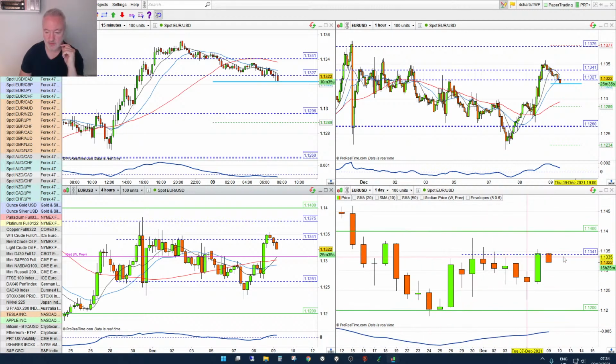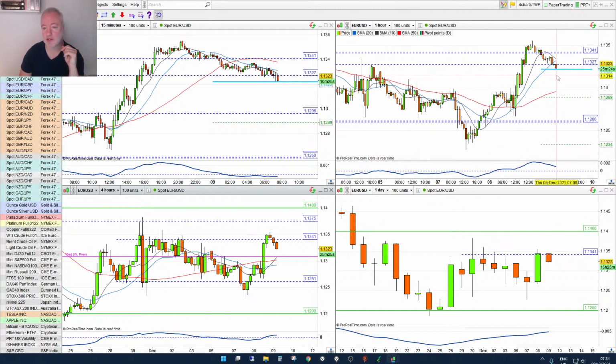I'm just watching this level because that is a level there. So I want to make sure that we do get past that. We have managed to close above it and come back. I want to see a continuation. So what I'm going to be looking for on the 1-hour time frame is a strong bullish rejection candle potentially. But actually the best place to see that would be the 4-hour time frame.